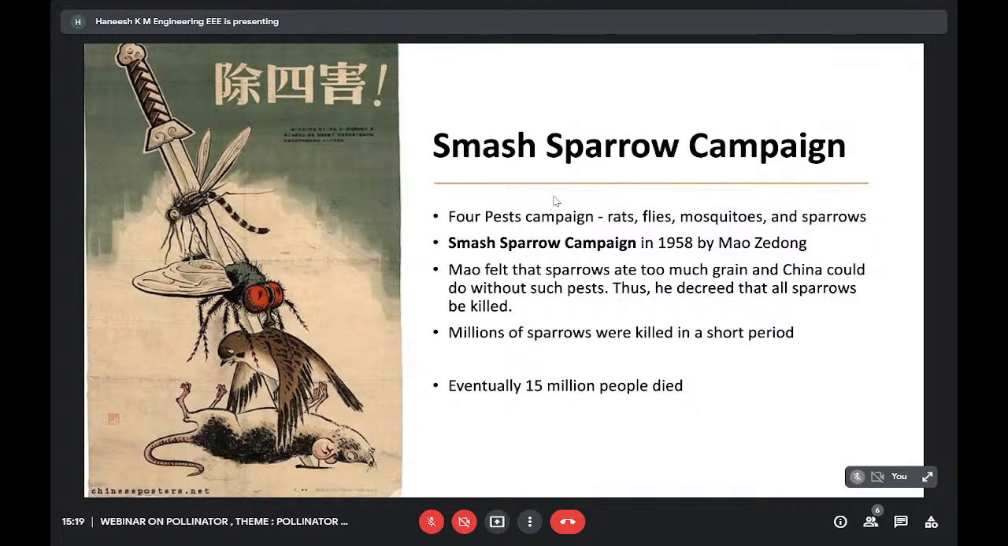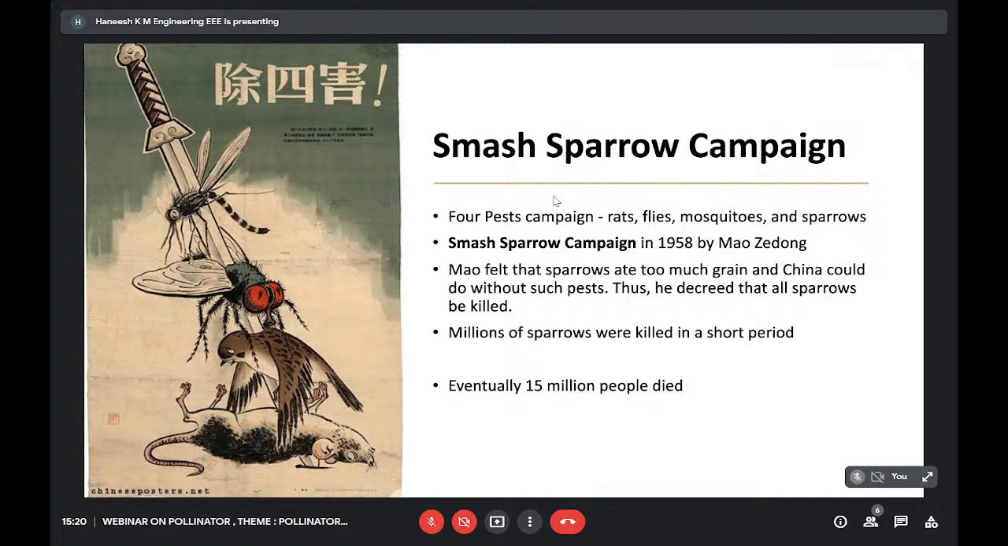Actually, in 1958 Mao declared all these as pests and said you need to kill all of them. This is in China, and he was a powerful leader, and the people were also helping in this campaign. They were uncontrollably killing all these pests, especially the sparrows, and they continued killing all these things.